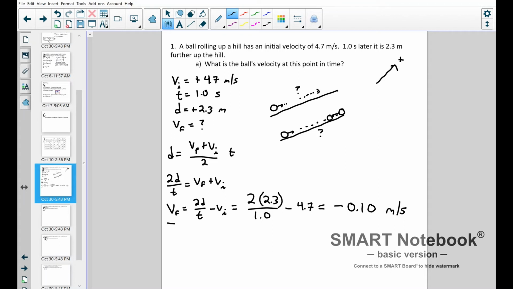And the last thing I need to do is write this with a meaningful direction. Instead of saying positive or negative, what is it in the context of this problem? We defined uphill as positive, so what this negative sign means is that the ball is in this second situation where it is starting to come back down the hill. So my answer is 0.1 meters per second down the hill.